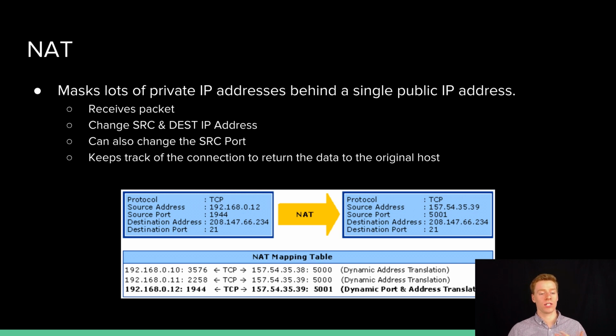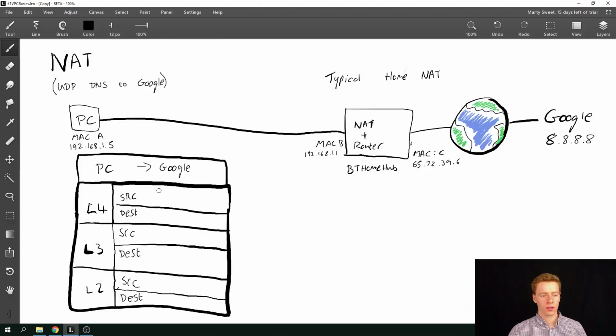So NAT receives a packet like a router would, but what a NAT does is it changes the source and destination IP address as well, because we're masking these IP addresses, and it might change the source port, depending if that port's already in use on that NAT. And then it'll keep track of the connection, because when the data comes back, we need to edit that packet again and send it onto our local network. So here's our NAT walkthrough.